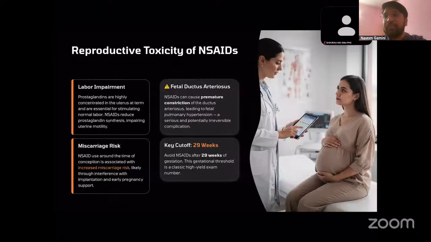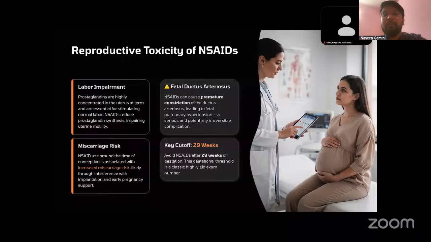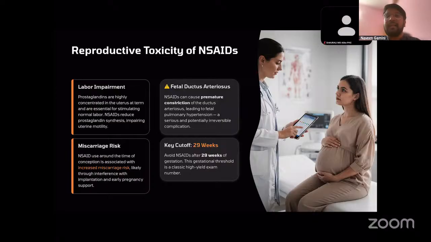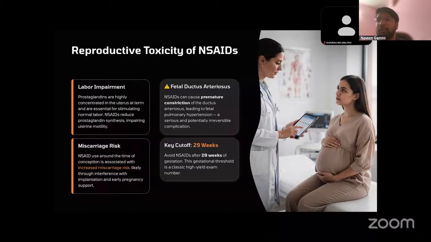There's another toxicity of NSAIDs, reproductive toxicity. Basically, prostaglandins are highly concentrated in the uterus at term, and these prostaglandins are essential for stimulating normal labor. Suppose a pregnant female takes NSAIDs at this point of time, it will reduce these prostaglandins and impair uterine motility, and can also cause miscarriage. There's another risk: NSAIDs can cause premature constriction of the ductus arteriosus, leading to fetal pulmonary hypertension. It is a serious and potentially irreversible complication.